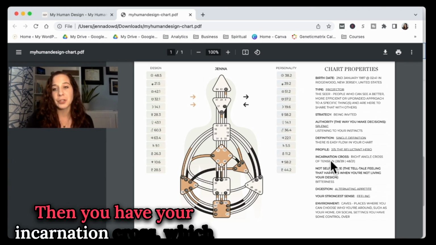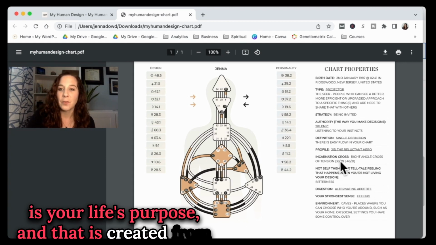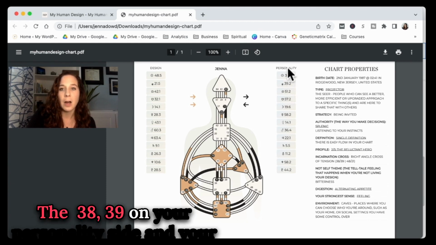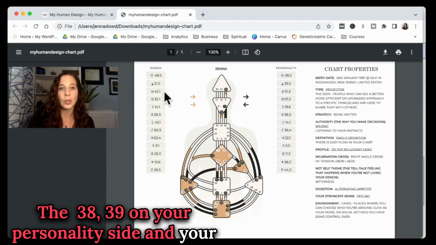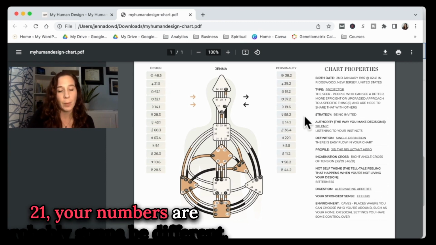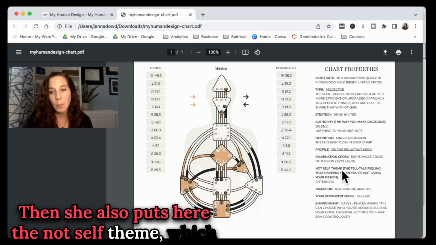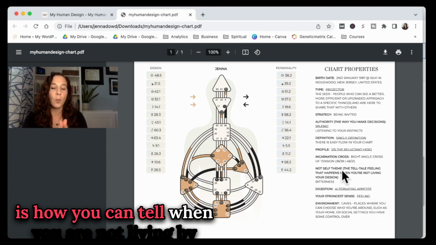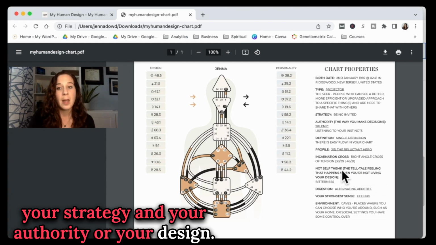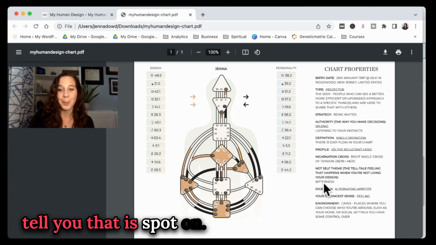Then you have your incarnation cross, which is your life's purpose. And that is created from your sun and earth, 38, 39 on your personality side, and your sun and earth on your design side, my 48 and 21. Your numbers are probably going to be different. Then she also puts here the not-self theme, which is how you can tell when you are not living by your strategy and your authority or your design. And as a projector, mine is bitterness, and I could tell you that is spot on.